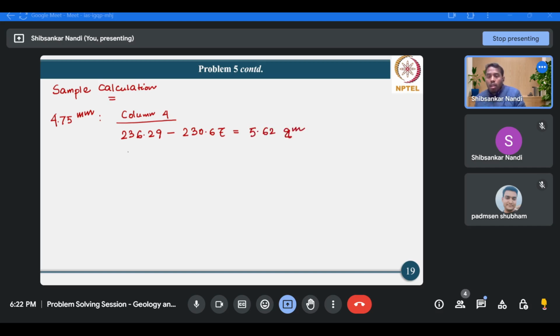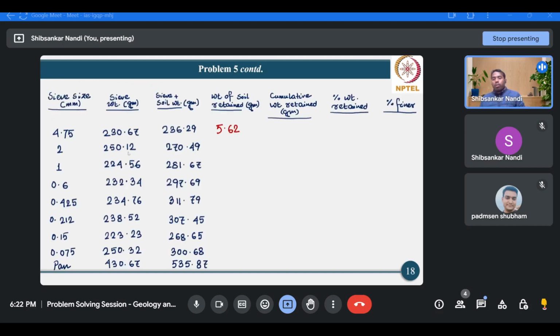Okay. So similarly for other sieve sizes also we can calculate the weight of soil retained on that particular sieve. I have already calculated this part, so I am writing from there. You can calculate on your own and let me know if you face any difficulty with the calculation portion. I think there should not be any difficulty, at least for this part. It's simple subtraction: column 3 minus column 2. In this way you can get column 4.